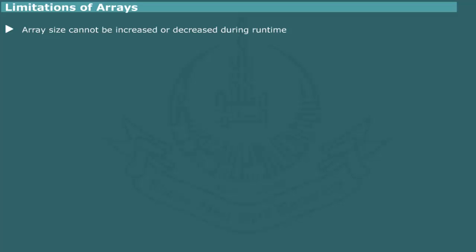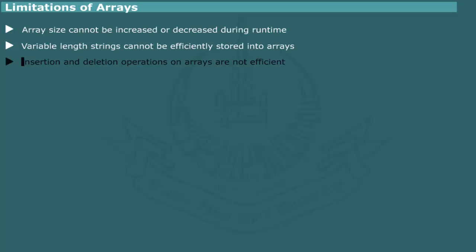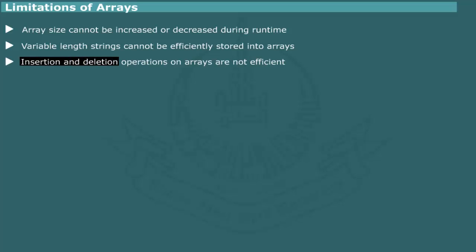Number 2. Variable length strings cannot be efficiently stored in arrays because a large amount of storage space will be wasted on account of padding space characters. Number 3. Insertion and deletion operations on arrays are not efficient. Every time some data item is added or removed, a large number of elements may need to be shifted.